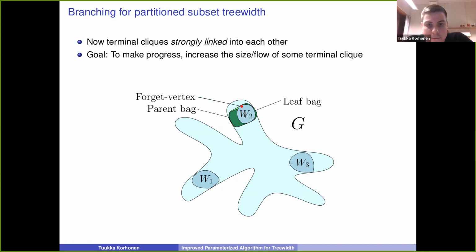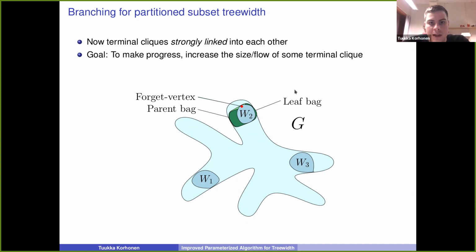Now, to increase the size of this W2, we want to guess the bag that it's contained in. It's contained in some bag, and it's not all of the bag, because otherwise we could do some other greedy things. So we want to guess some vertices in the same bag and add them here. We want to guess the rest of this bag, basically.